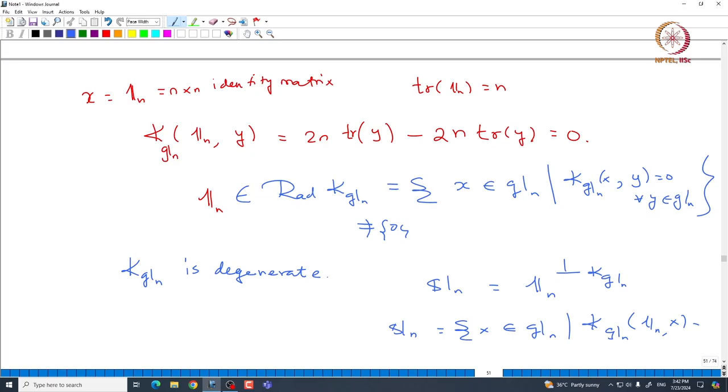Oh sorry, this is not the, oh, SLN is the orthogonal complement of the usual form. Okay, I need some editing here. So, this part should be cut.